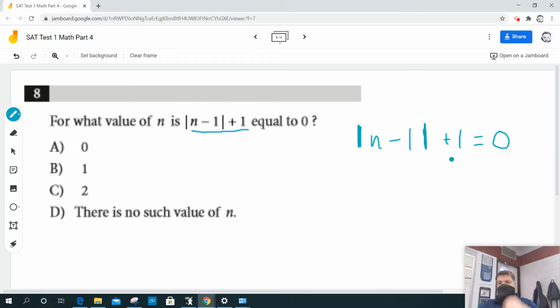So here's the problem. If I try to solve for n, I'm going to subtract 1 from both sides because I've got to get stuff away from the letter n. So I end up with the absolute value of n minus 1 is equal to negative 1.